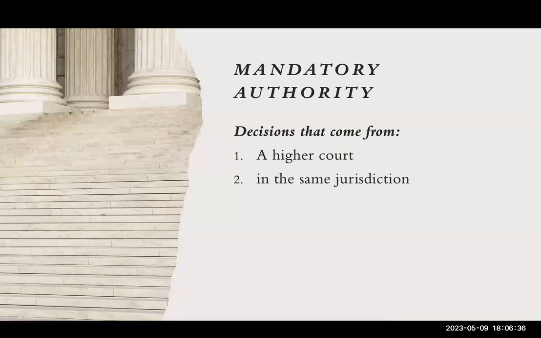In the federal system, the federal higher courts are the courts within the same circuit and the United States Supreme Court. So a judge sitting in the United States District Court for the Central District of California is bound by decisions issued by judges in the Ninth Circuit Court of Appeals, where the Central District of California is located, and the United States Supreme Court.